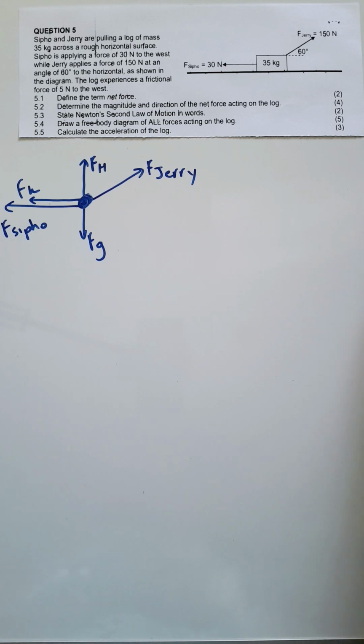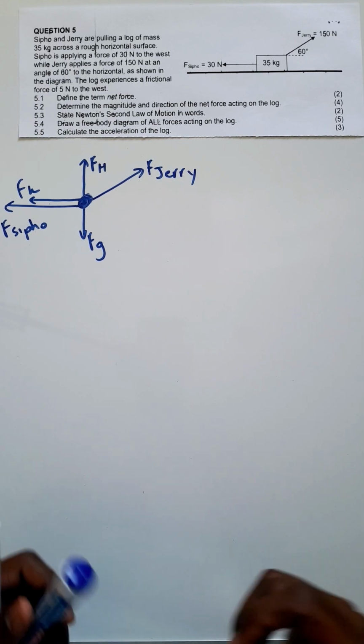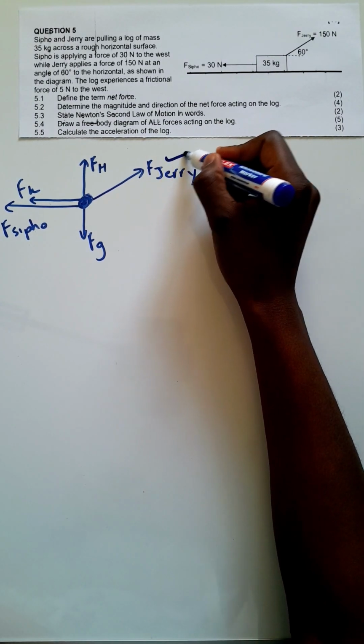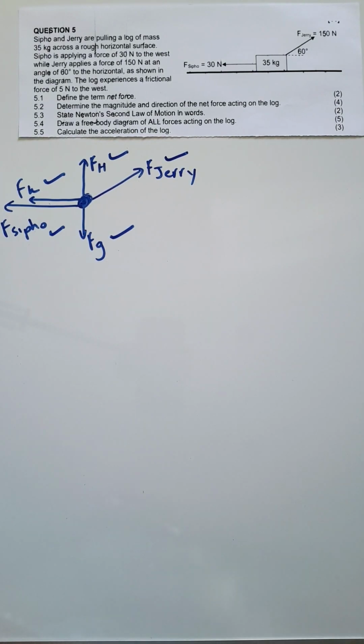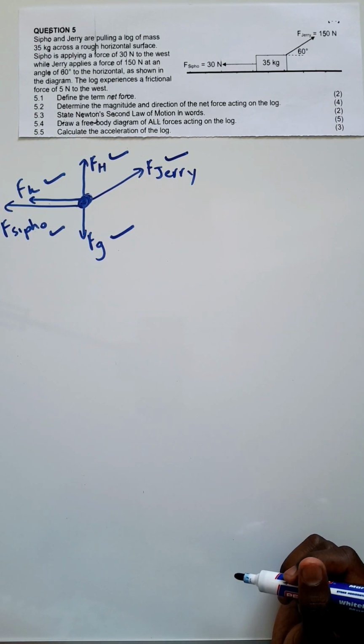For the marks part, 2 marks for defining net force and 2 marks for defining Newton's second law. And the marks for the free body diagram is 1 each, 1, 2, 3, 4, 5 there for the free body diagram there. Now, it says there, determine the magnitude of the net force.